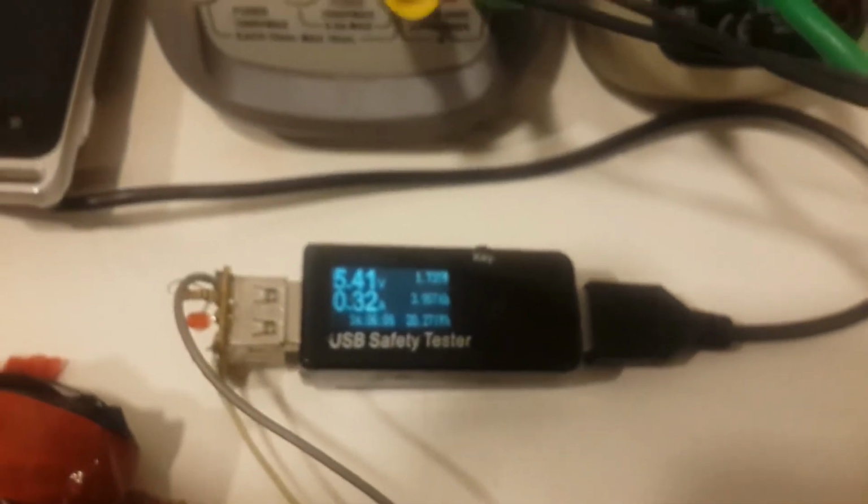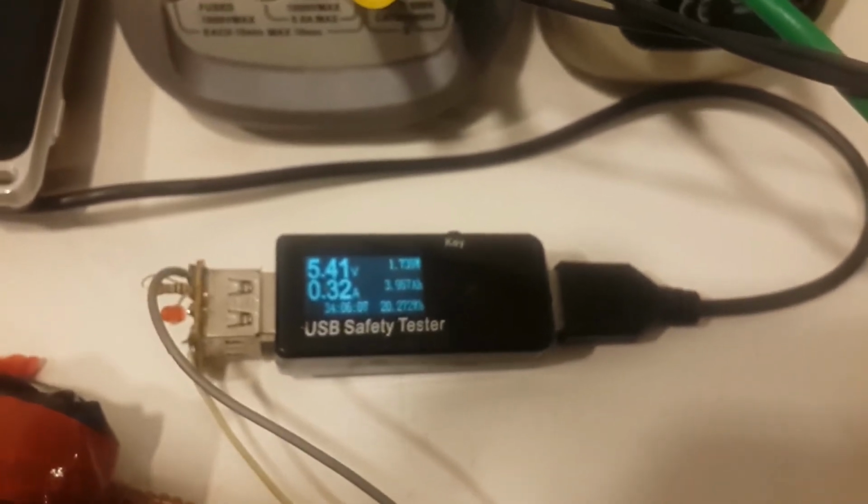The USB tester also shows 5.41 volt, 332.